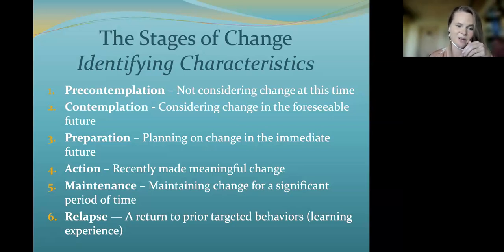And then again, remembering that number 6, relapse, is very much a part of the model, and that's a return to prior targeted behaviors as well as a learning experience, as we mentioned. And we really emphasize with relapse, that is very, very normal with any kind of health change behavior. It's not just substance use.